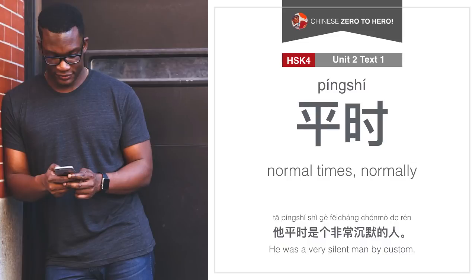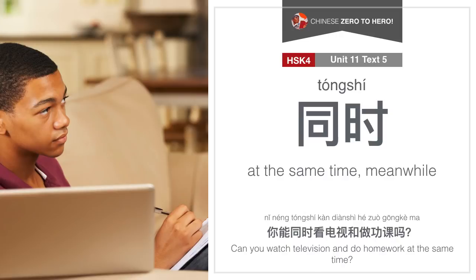In HSK 4, we also learned 平时 meaning normal times or normally. 他平时是个非常沉默的人。He was a very silent man by custom. In HSK 4, we also learned the word 同时 meaning at the same time or meanwhile. 你能同时看电视和做功课吗？ Can you watch television and do homework at the same time?